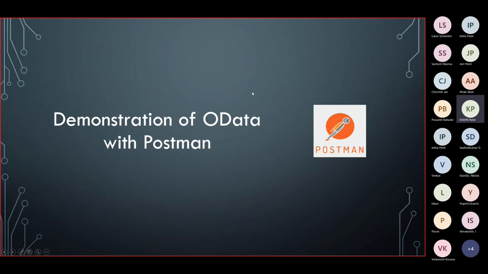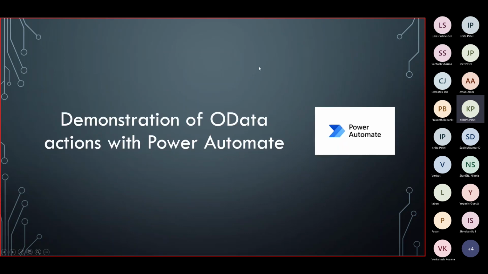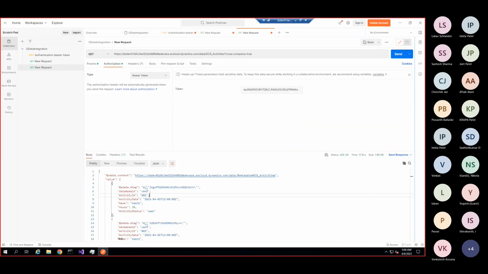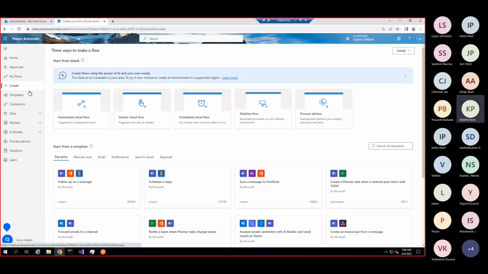We have just gone through OData with Postman, and now we'll see the demonstration of OData actions with a Power Automate flow. So let's go to Power Automate. Here you just need to log in with your credentials, and in the left pane you can see the Create button. First of all, we create the Power Automate flow.